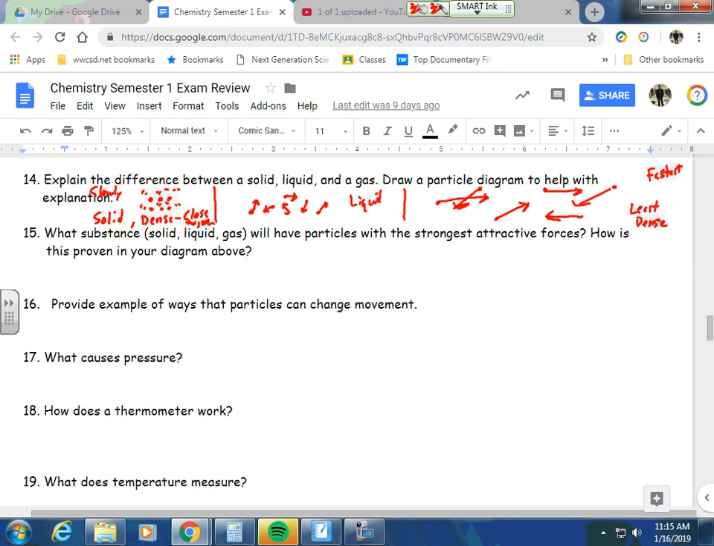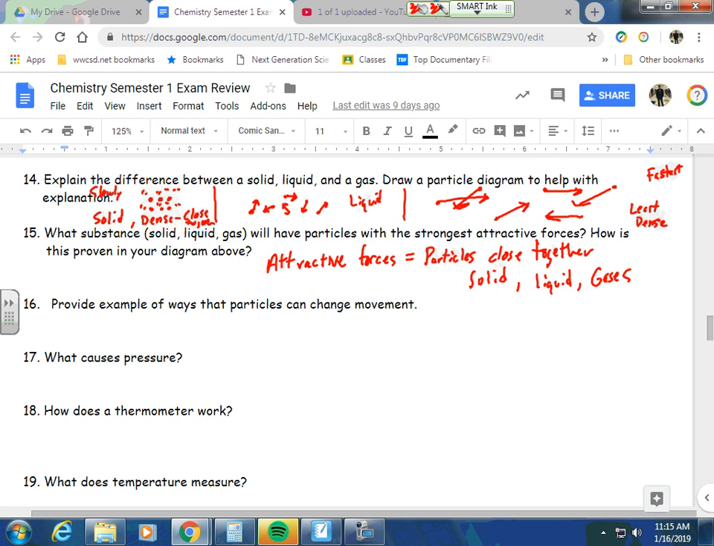Okay, and that would be a gas. All right, so for substances, solid, liquid, gas, which one will have particles with the strongest attractive forces? Attractive forces are only going to be strongest when particles are close together. So they are strongest in a solid, a little weaker in a liquid, but still there. And in gases, they're almost non-existent. Still some, but very, very weak. All right.